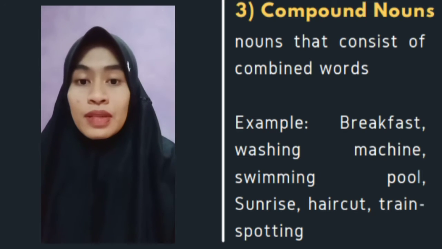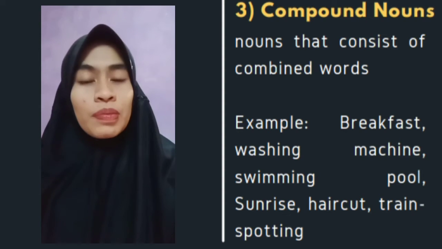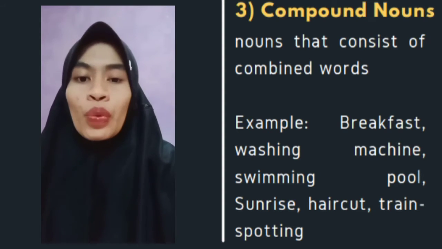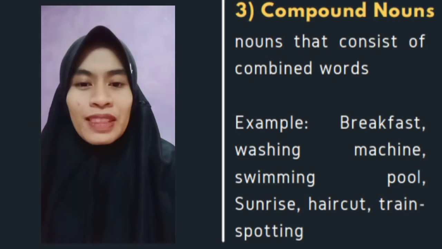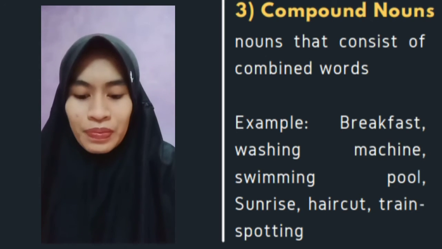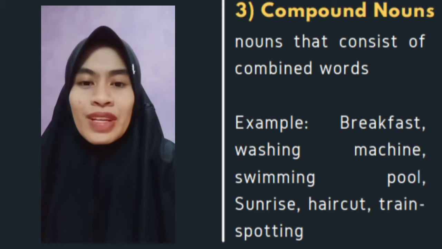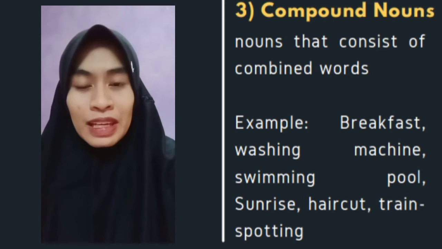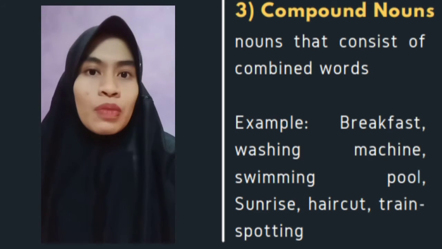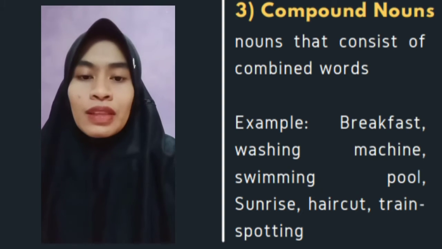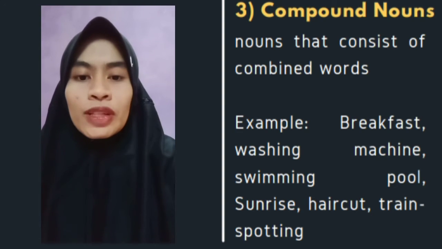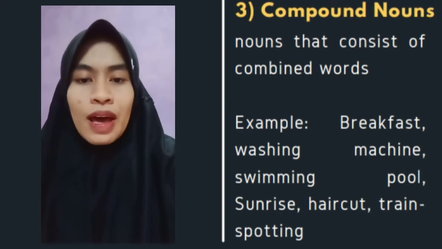The third type is a compound noun. A compound noun is when we use combined words to name one specific thing. For example, here we have the word breakfast, your activity of eating in the morning. This name of that one eating activity actually comes from 2 words, that is break and fast.